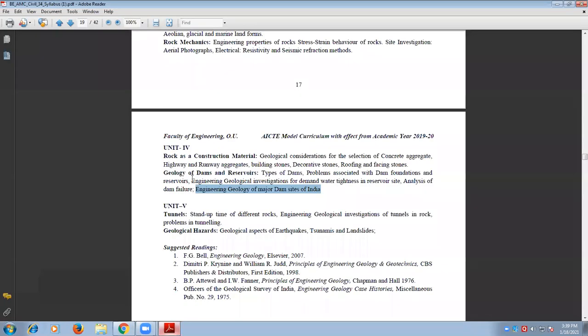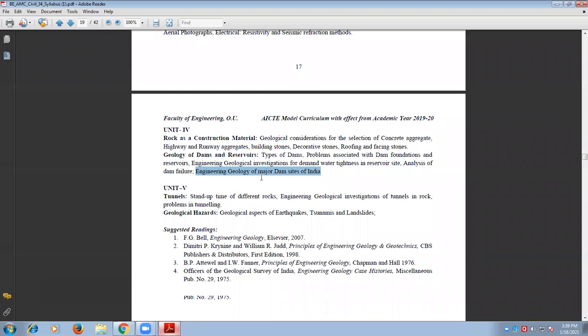We have seen now the problems associated with dam foundation, then analysis of dam failure, and geology of major dam sites as well. There is one topic that we had skipped: engineering geological investigation for water tightness in the reservoir site. Let me just look at this. It is about the investigations that you need to do before constructing a dam.